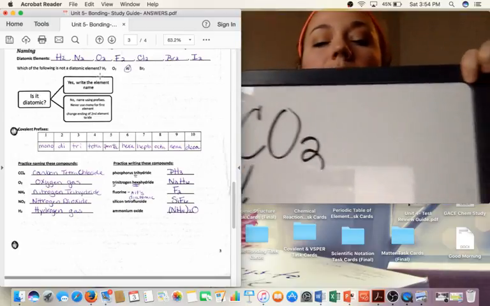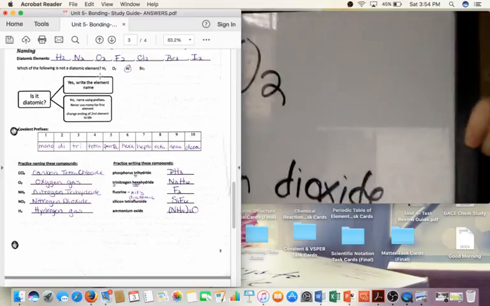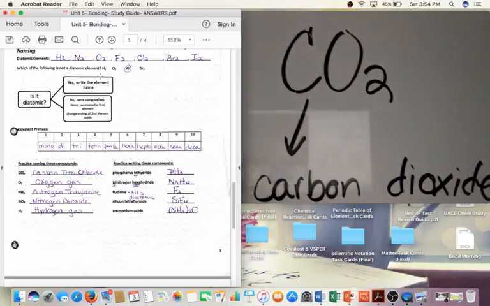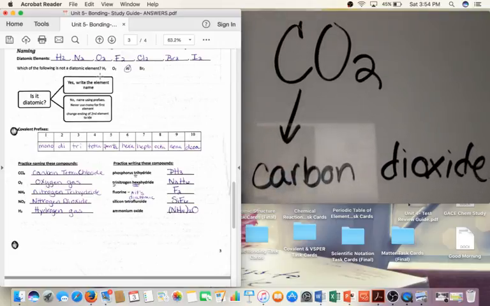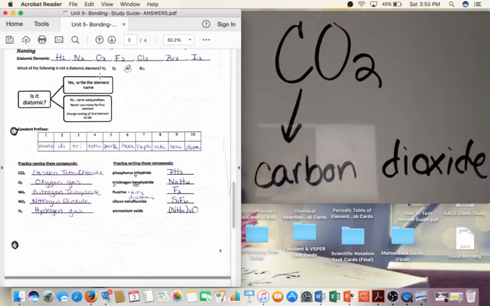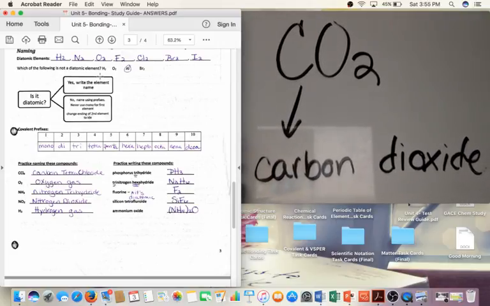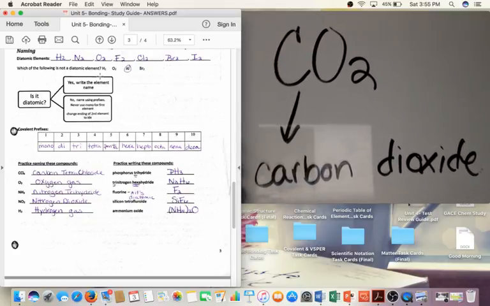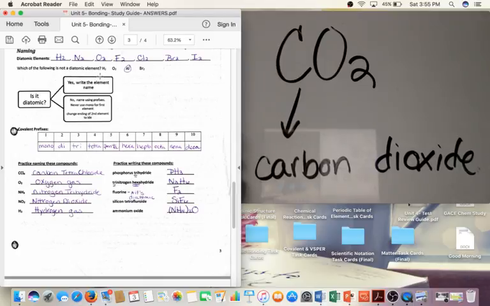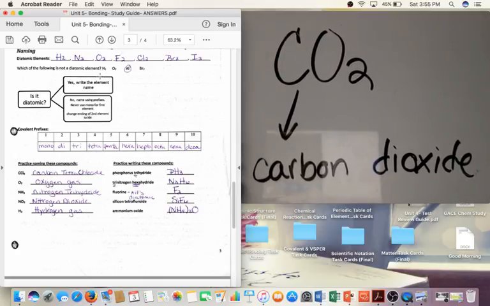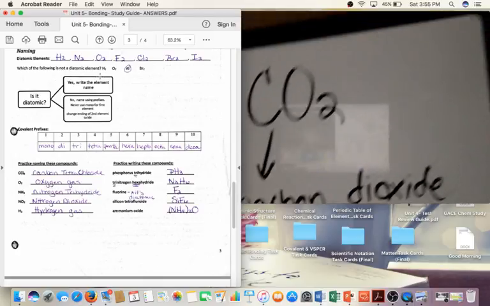So in this one, CO2, carbon is your first element in the covalent bonding. Because there's just one of them, you do not need to write mono, even though mono is a prefix. 2 is with oxygen, so it's going to be dioxide.